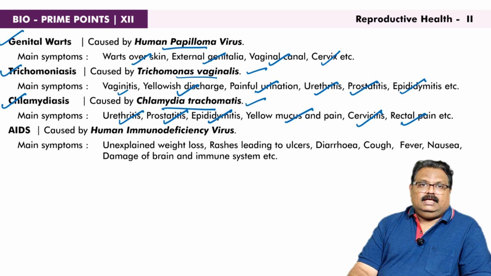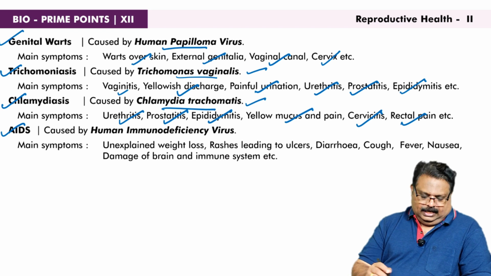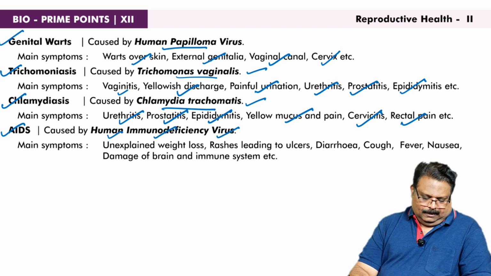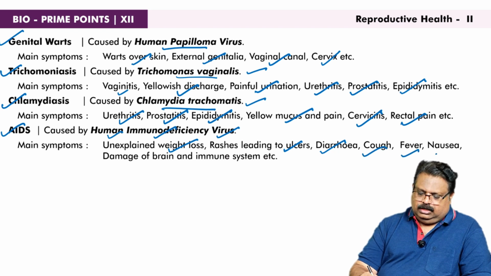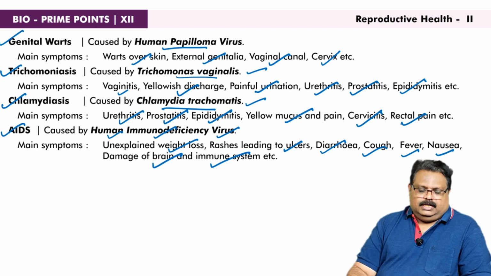Then the last one is called AIDS. You know that acquired immunodeficiency syndrome is AIDS, caused by HIV. HIV means human immunodeficiency virus. Main symptoms include unexplained weight loss, rashes leading to ulcers, diarrhea, cough, fever, nausea, damage of brain and immune system. The main effect is immunosuppression, isn't it? So these are some common sexually transmitted diseases.